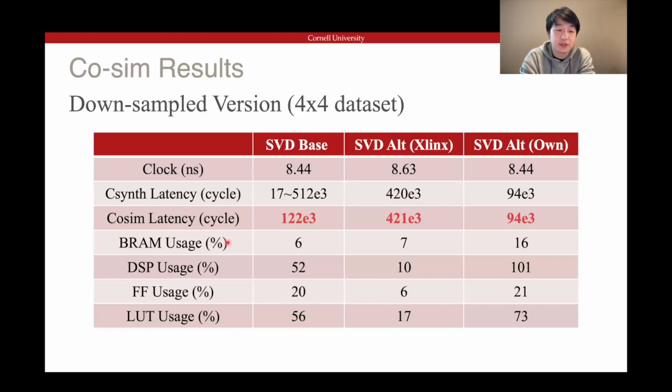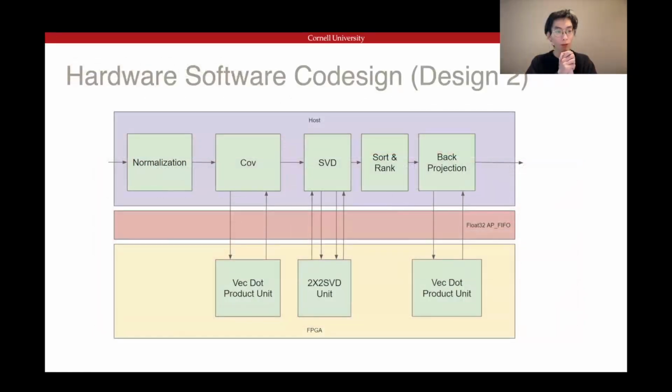So for the next section, Yutong will tell us how we use hardware and software co-work to solve this problem. This is our system architecture diagram of hardware and software co-design. The normalization, the sort and ranking are running completely on the host with software. The covariance matrix calculation, the SVD, and the back projection are helped by the FPGA.